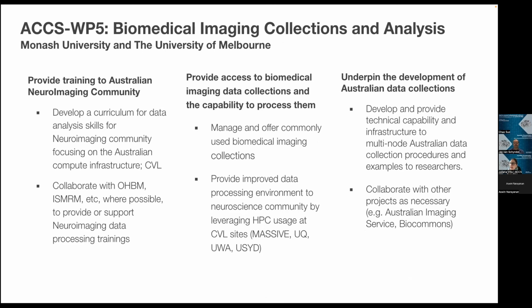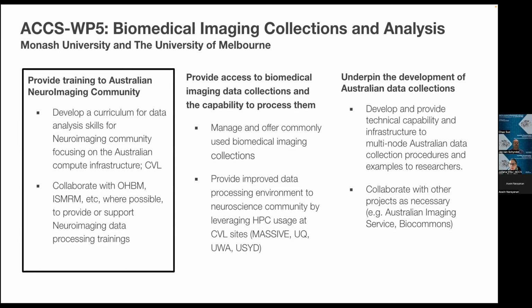I wanted to also take you through what we do in Work Package 5, which is the biomedical imaging collection and analysis work package. They have three different streams of work, and one is the training, which is the one delivering this workshop for you today. The second one is to provide access to terabytes of commonly used neuroimaging data collections that can be managed centrally by authorized researchers, and to make sure that data is close to the computation for those computationally intensive image processing pipelines that can be run on the analysis environment.